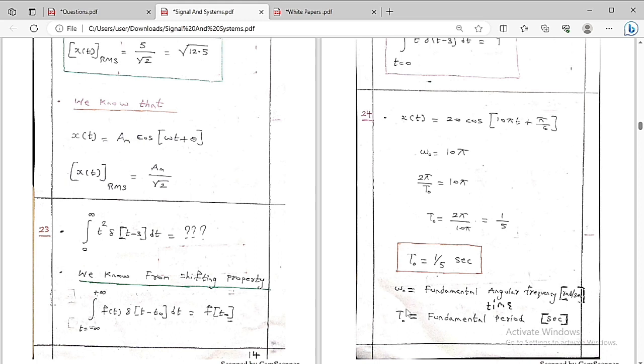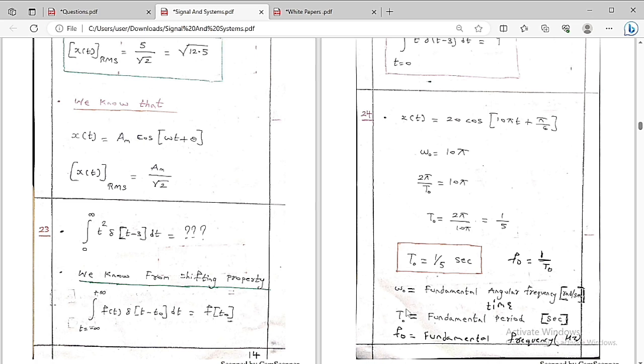Then what is f naught? f naught is the fundamental frequency, and its unit is hertz. f naught is equal to 1 by t naught. They have not asked for the fundamental frequency, but you should know the formula.